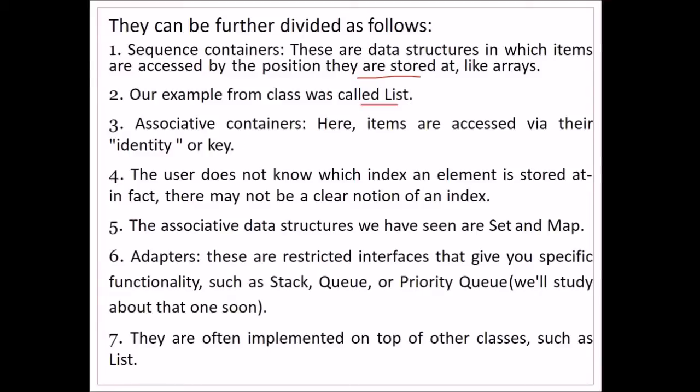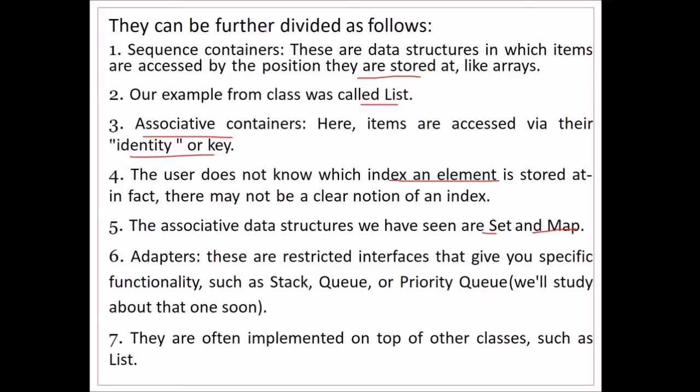Then we have associative containers. One was the sequence container, then we have associative containers. In these, the data members are accessed via identity or key. The user does not know the index of an element that is stored, and they may not have a clear notion of an index, because they only know about the keys. This associative data structure or container we have already seen, like set and map.